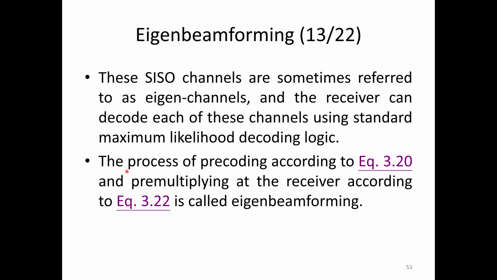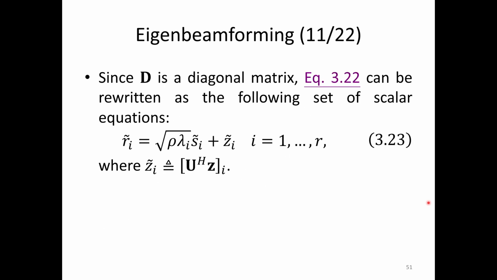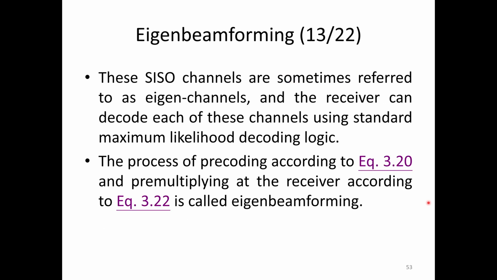The process of precoding according to equation 3.20. Okay, let us go to equation 3.20. In equation 3.20, S is equal to V times S tilde. Okay, it is the precoding operation. Let us go back to page 53.